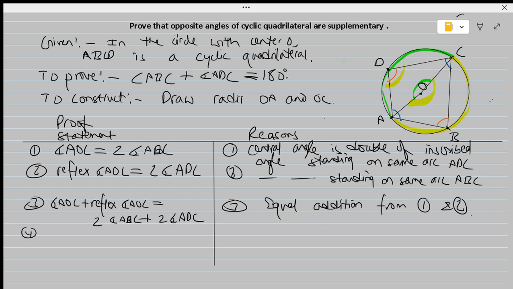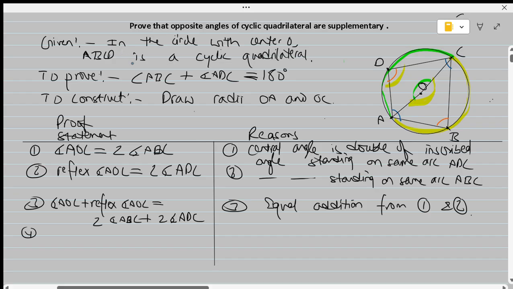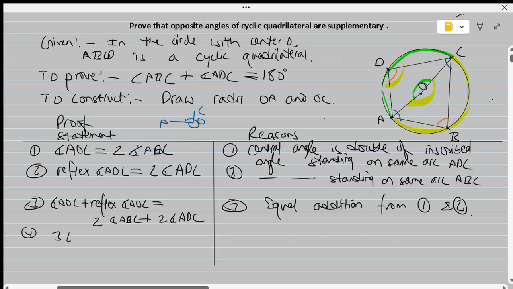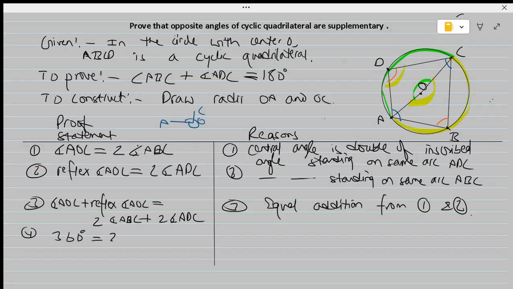And number 3, AOC and reflex AOC. If these two get added, the whole 360 degrees will be formed. So in place of the sum of these two angles, we can write 360 degrees. And on the right side, 2 will be taken common, so twice angle ABC plus ADC remains. And number 4, the reason we provide here: complete turn measures 360 degrees.